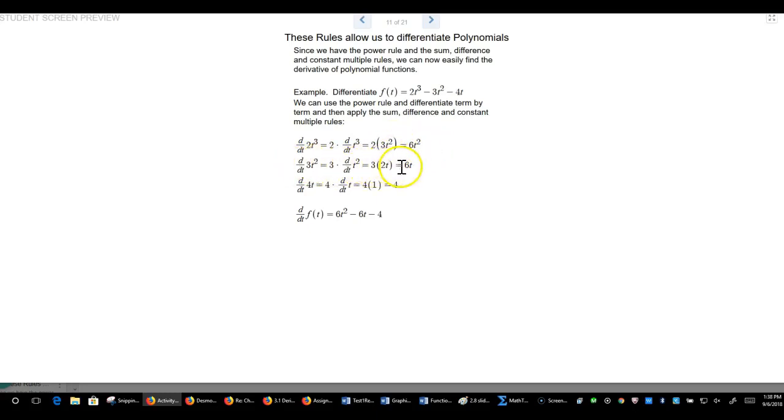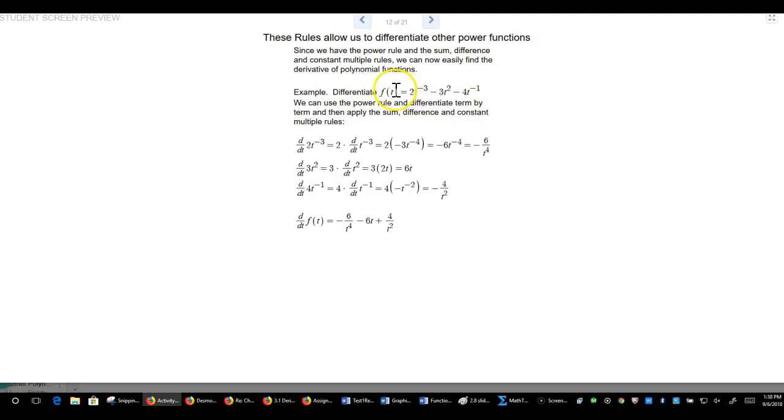Same thing with the next term. I factor out that constant. I take the derivative of just the power t to the second power. I bring down the 2, subtract 1 from the exponent. 6t. And then with 4t, I just have the derivative of 4 times the derivative of t, which is just 4 times 1, or 4. And then subtract them as they were in the original function.